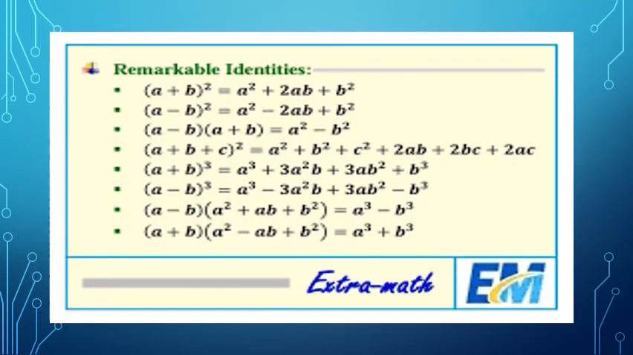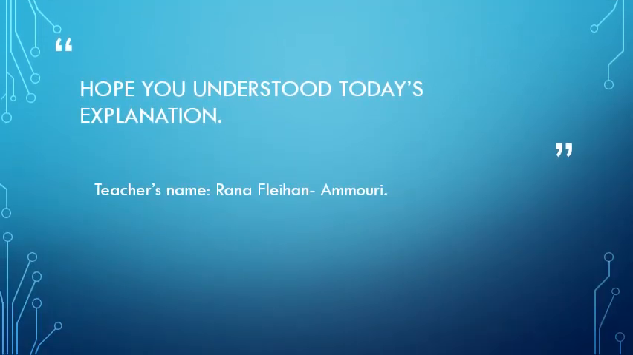Here I'm going to show you that we have not only these 3 remarkable identities, we have more, but we're not going to study them. We are just going to show them to you: a plus b plus c all squared, a plus b all cubed, a minus b all cubed, a minus b into a squared plus ab plus b squared. So we have different remarkable identities, but you are responsible this year for only the first three remarkable identities. Hope you understood today's explanation. Have a nice day.